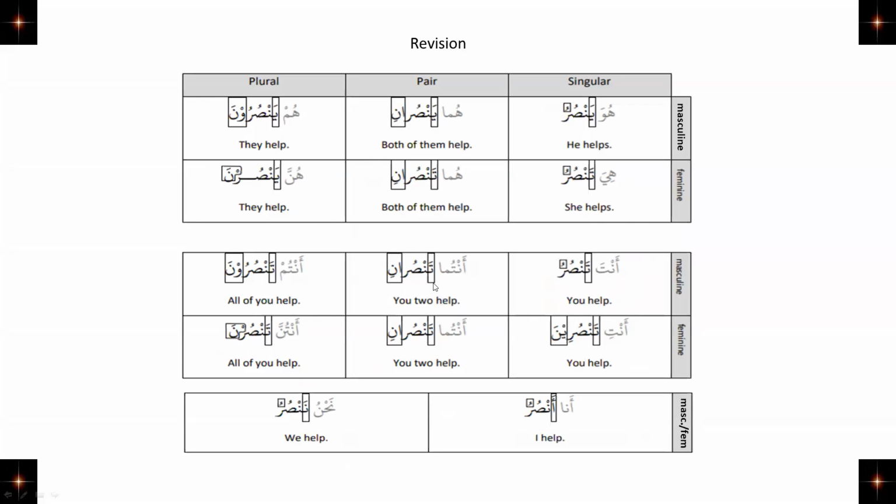Ta and ani, antuma, ta and una, antum. Sorry, ta and ina is for anti. Ta and ina, tansurina. And then ta and ani for antuma feminine. And then ta and sukun na for antunna, alif and u for ana, and then na and u for nahnu. Just have to have a way of getting these mudhari signs and their endings.